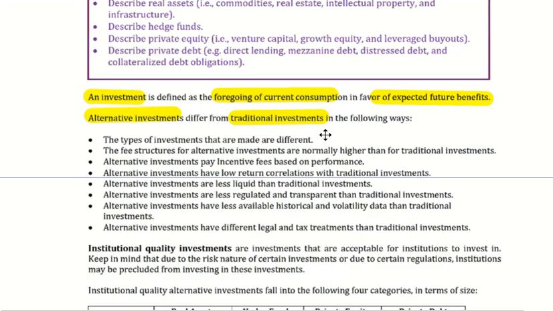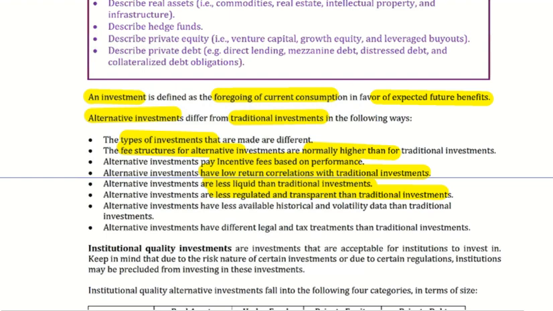How do alternative investments differ from traditional? The types of investments that are made are different. Fee structures for alternative investments will differ, and typically speaking, the fees are higher than they are for traditional. They pay incentive fees based on performance, and generally speaking, they've got low return correlations with traditional investments, which is typically a good thing if one were thinking of adding them to a portfolio of traditional investments. They are less liquid than traditional investments in stocks and bonds. They are less regulated and less transparent.